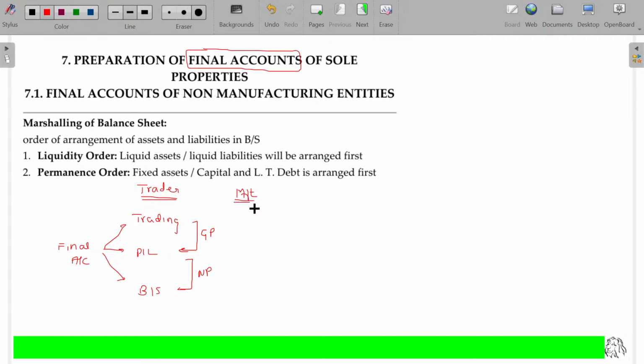The final accounts have three blocks. One is the manufacturing account, the second is trading, and then the third is the P&L account, and finally the balance sheet. By tallying the manufacturing account, the balance you get is named as cost of production.